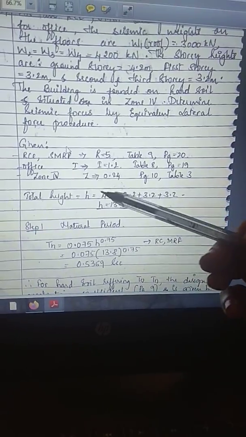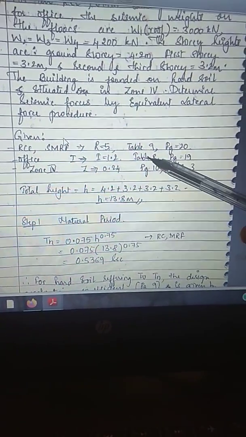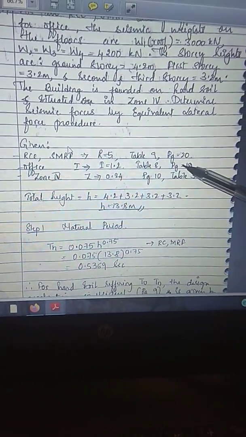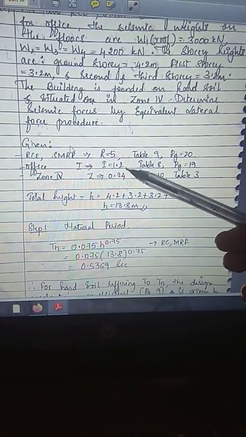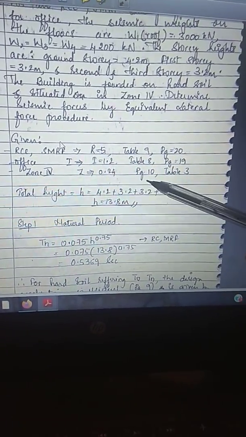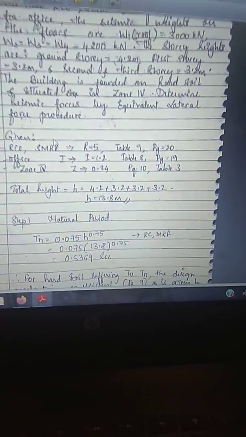It is an office building which is not very important, like 1.5, so the I value is picked from table 8, page number 19, to be 1.2. So please go through the table, read the conditions and then follow this. For zone 4, the Z value is 0.24, that is page number 10, table number 3. So we pick up these values.